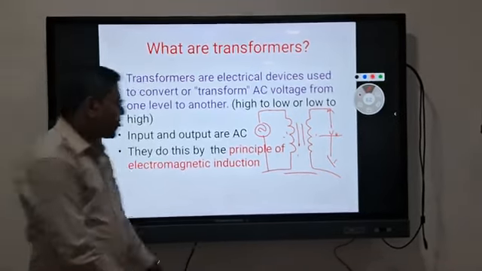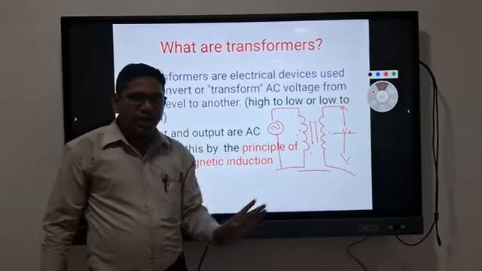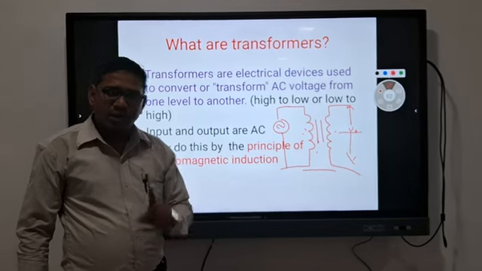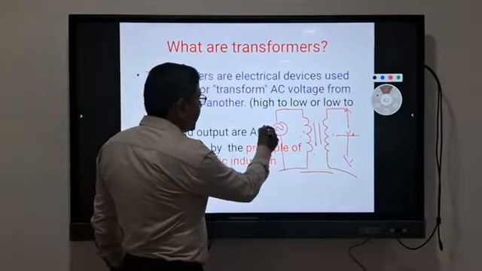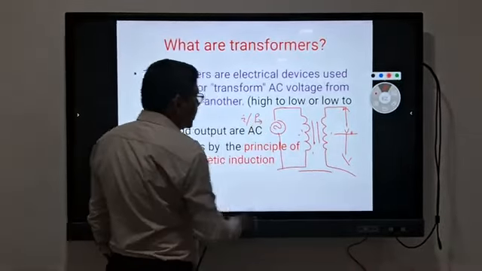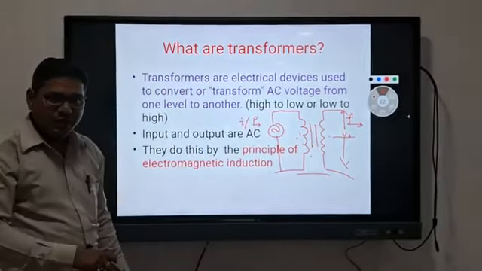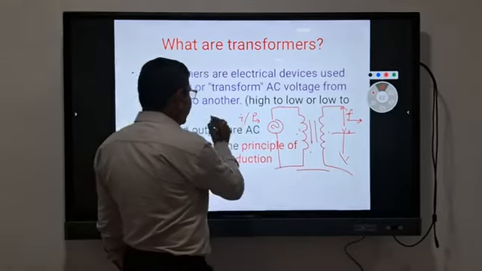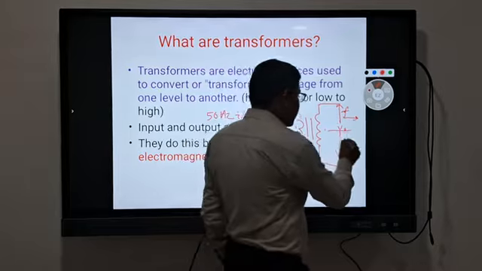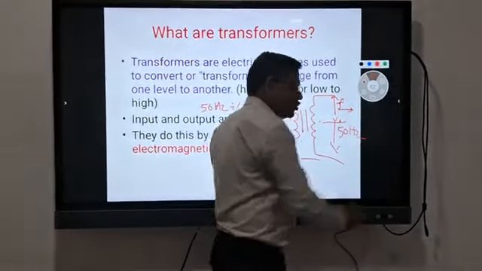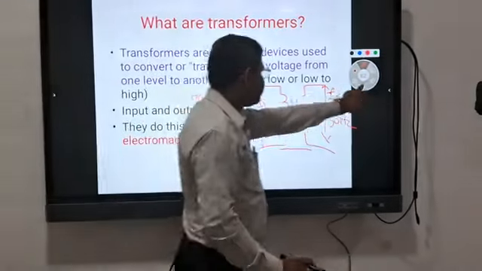And next, a transformer transfers energy from one circuit to another circuit, keeping frequency constant. Clear? That means the frequency that is given at the input side, we get the output voltage of the same frequency. If I give 50 Hertz as the input frequency, then we get 50 Hertz at the output. That means frequency remains constant throughout the system.